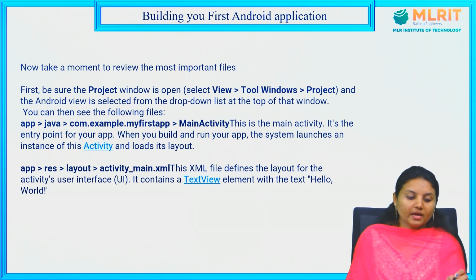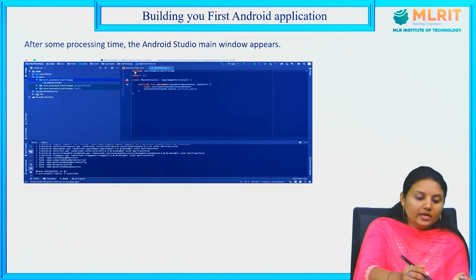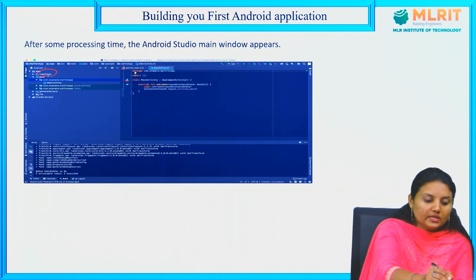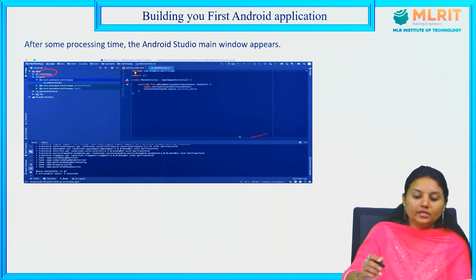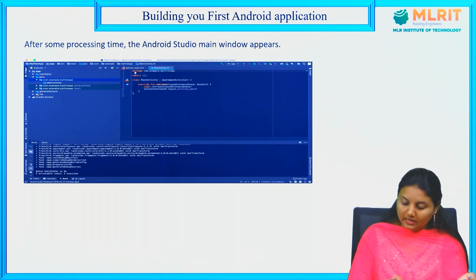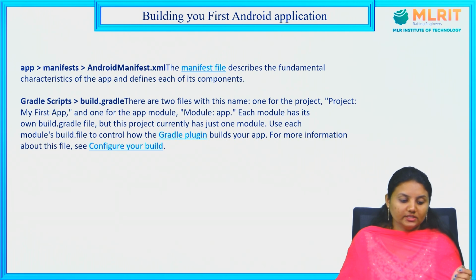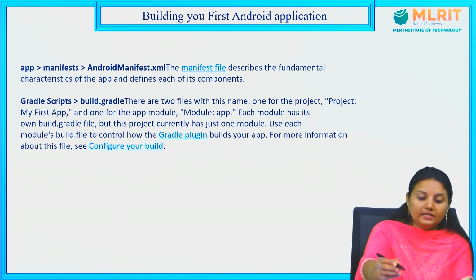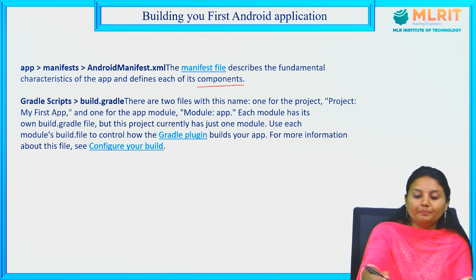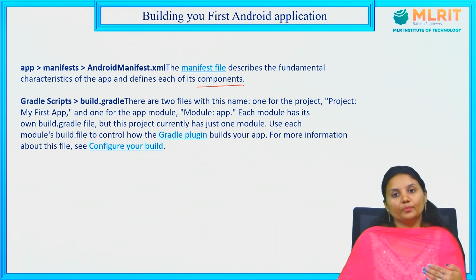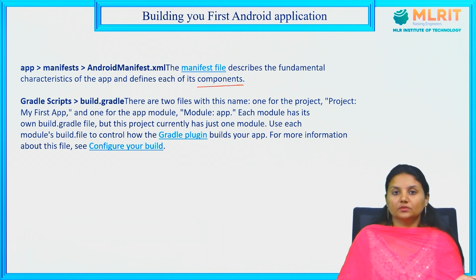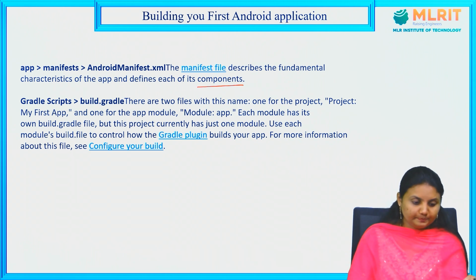So for this manifest file, you will have the manifest folder. Under this manifest folder, if you click on the manifest file, in one more editor that manifest file will open, where you can make the necessary changes. That is about the manifest file, and it defines each of its components. Whatever components you are going to give in the activity XML can be customized, and the characteristics may be changed using this manifest file.